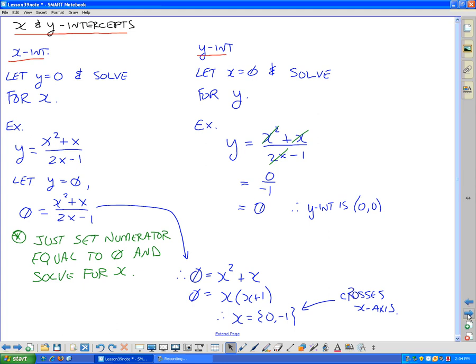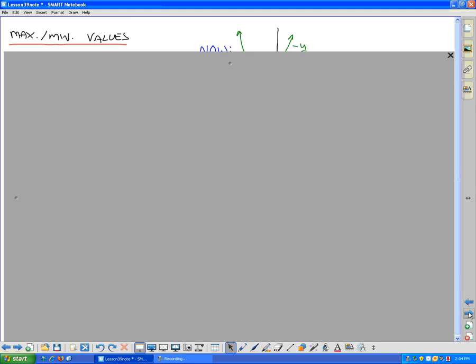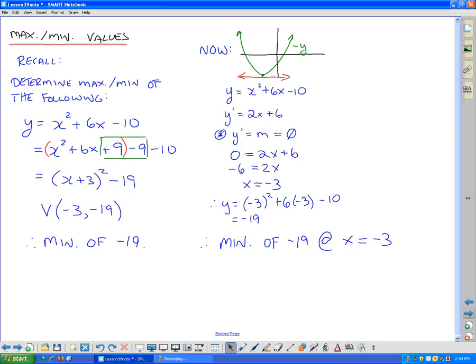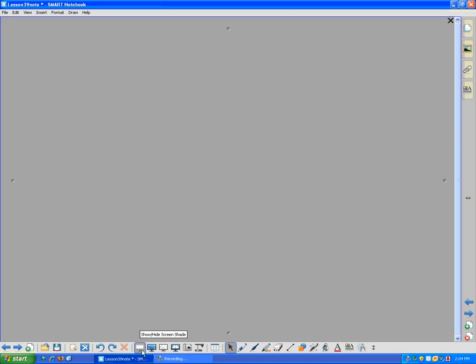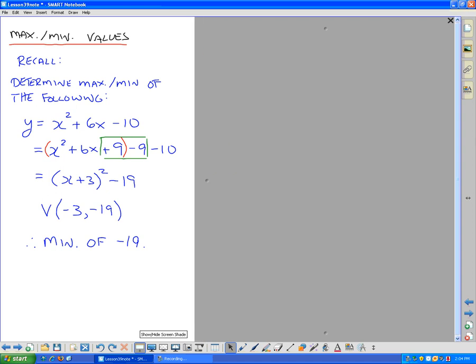Okay, so there's your x and y intercepts. Same as they were in grade 9, it's just that the functions look a little bit more complicated. Max min. How do you find a max min value? Again, I'm going to go through and look at the whole note. Let's just look at how you used to do it, which is what you had to do in grade 10 and grade 11.